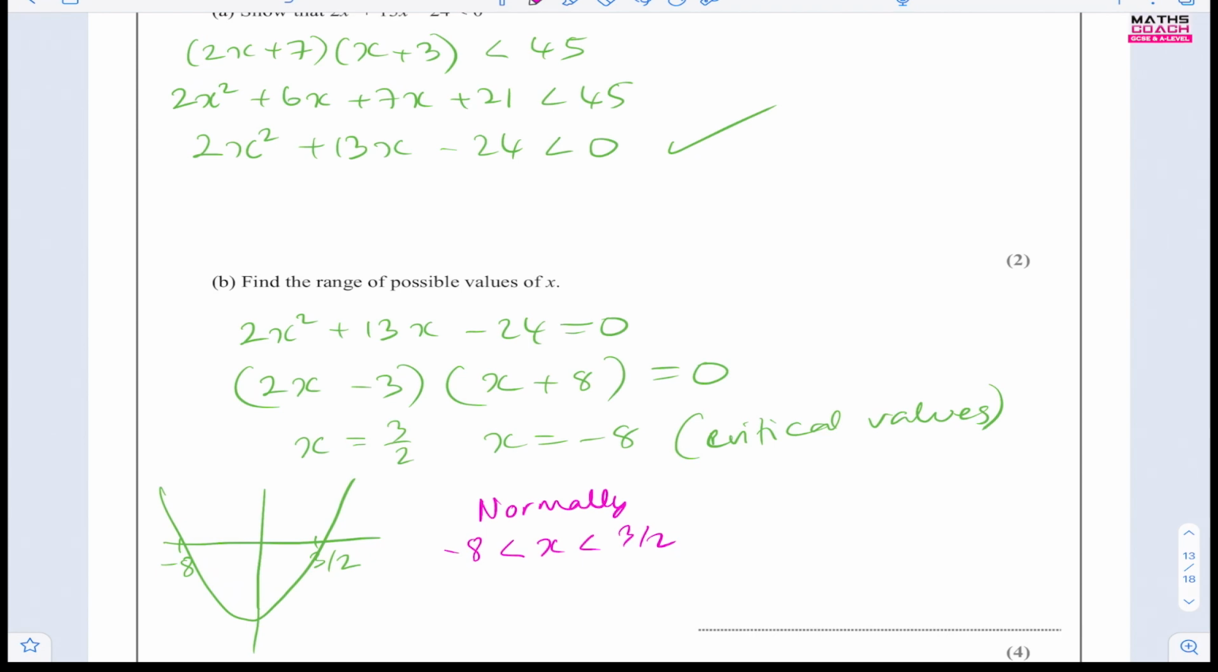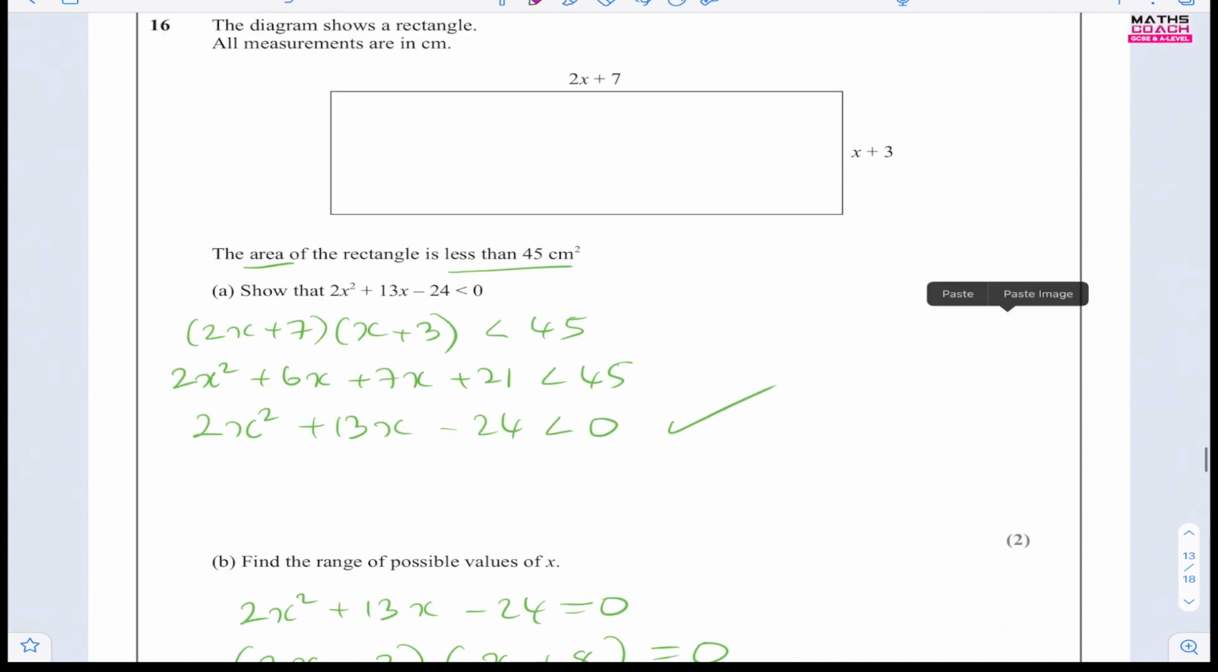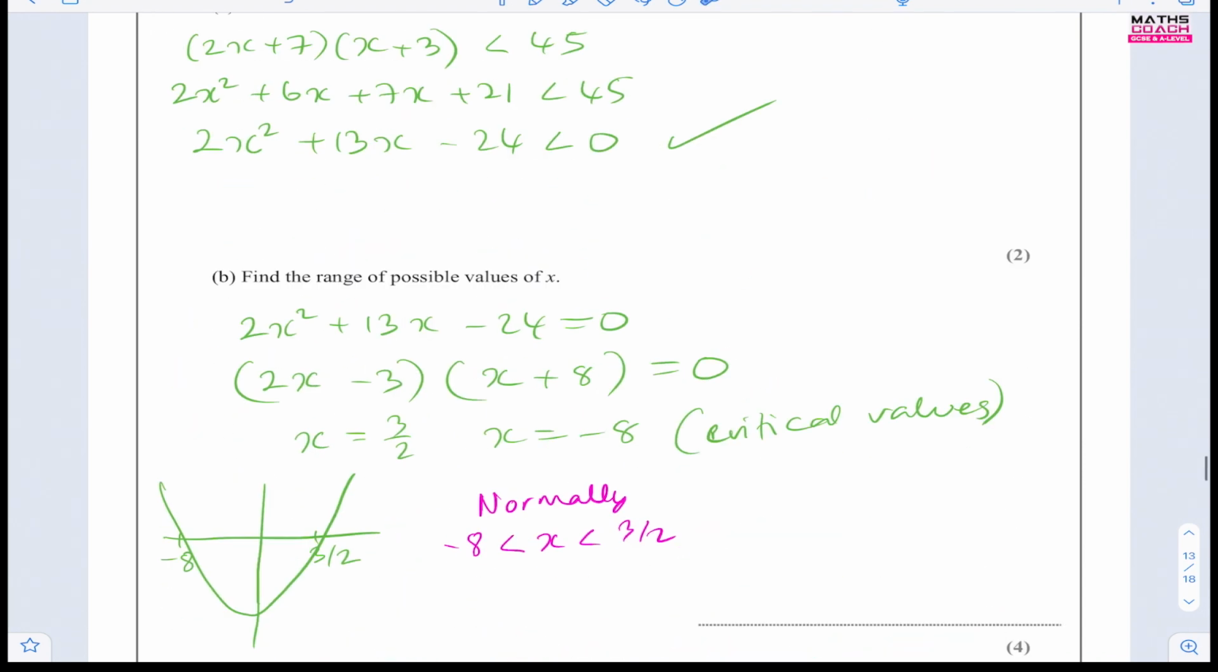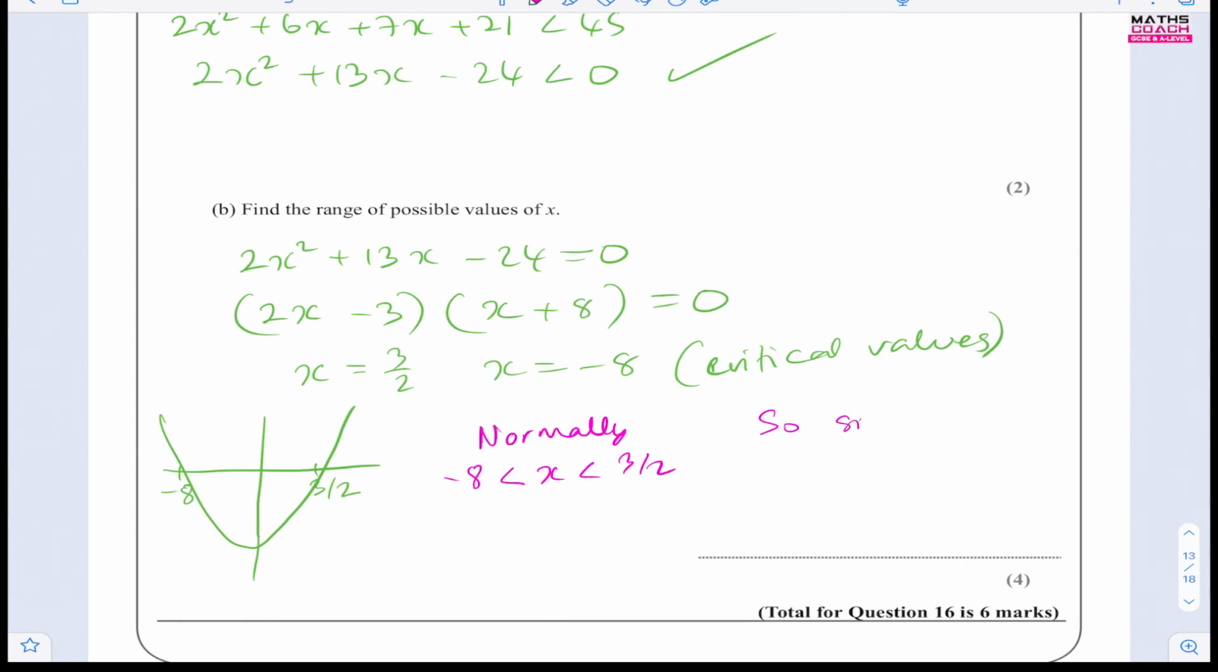However, if you go back to the question, we have the lengths, and one of the lengths is x plus 3. So we're going to test this. Since one of the lengths is x plus 3, we cannot have minus 3. All the lengths have got to be greater than minus 3, otherwise we are going to end up with 0, and you can't have a 0 length. So therefore our final answer will be x is less than 3 over 2 and greater than minus 3.